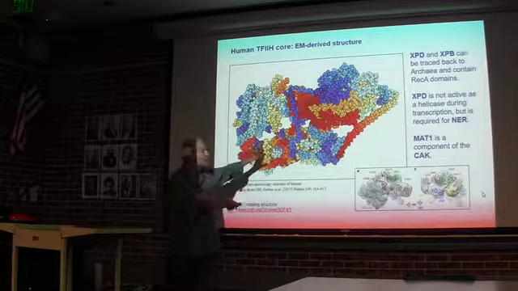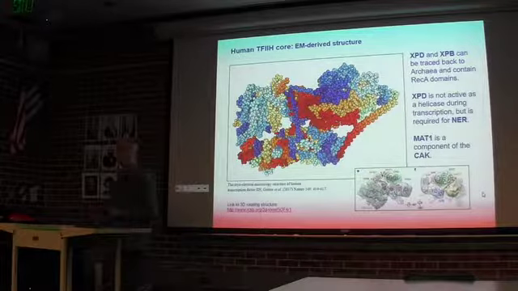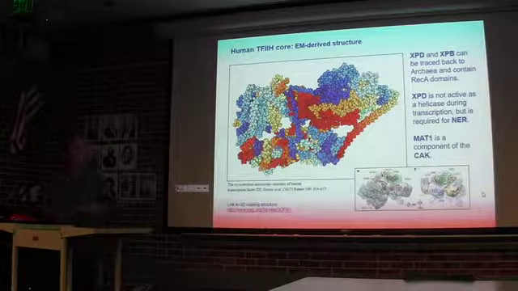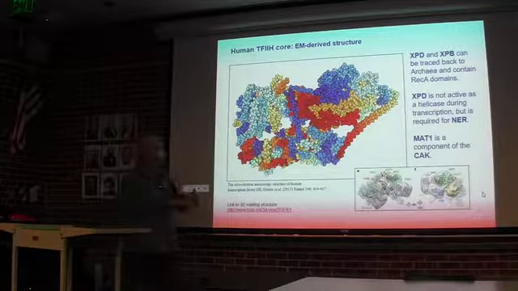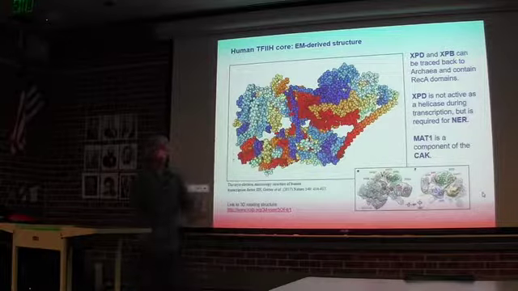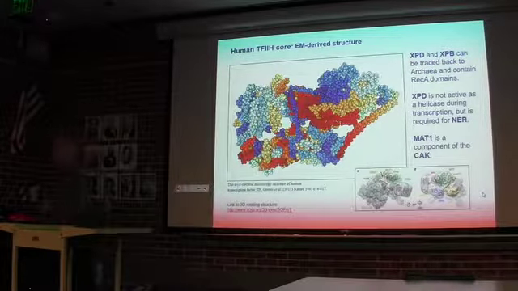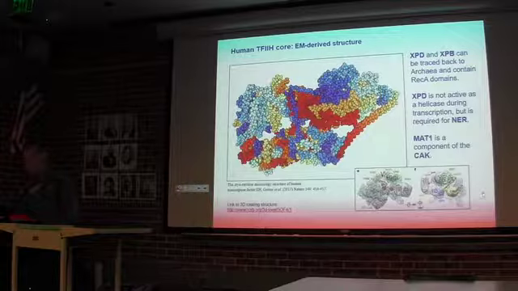And this does not include the CAK, the part that's specific to its transcription role. This part participates both in nucleotide excision repair and in transcription.